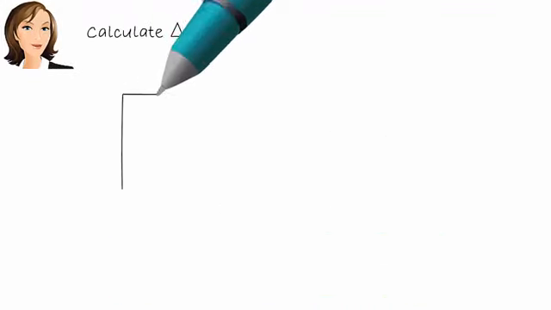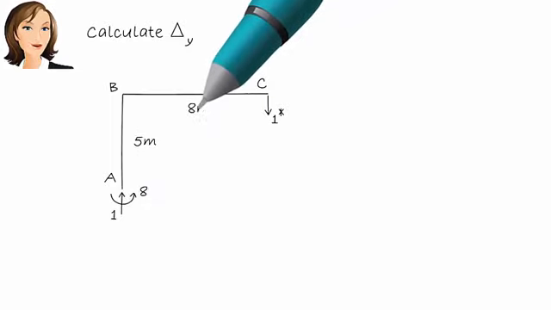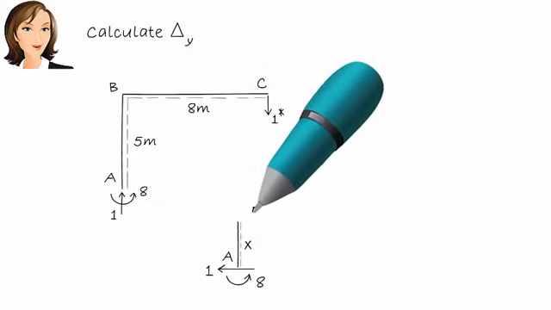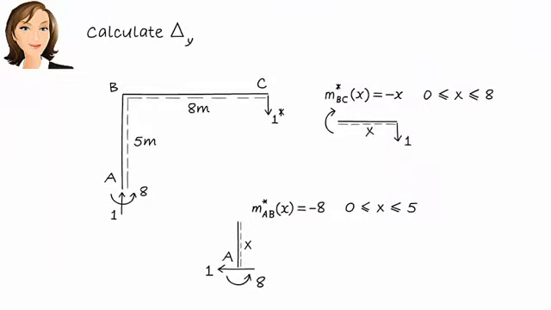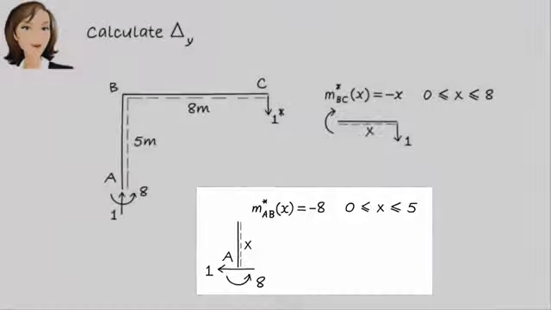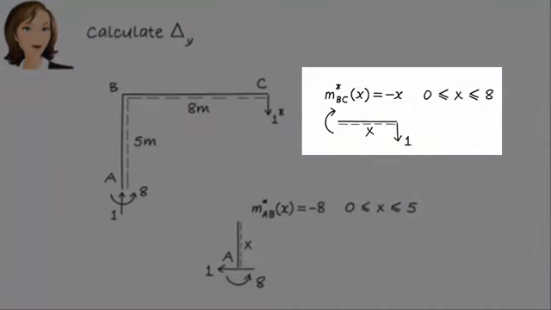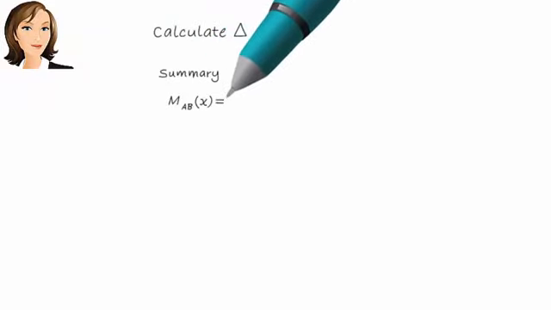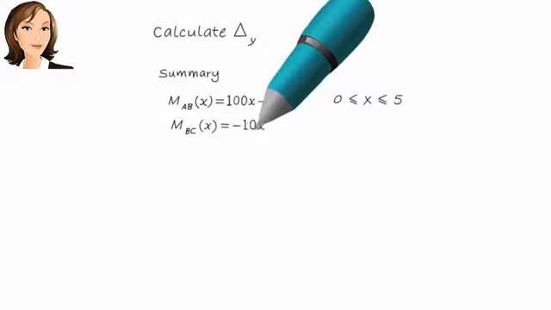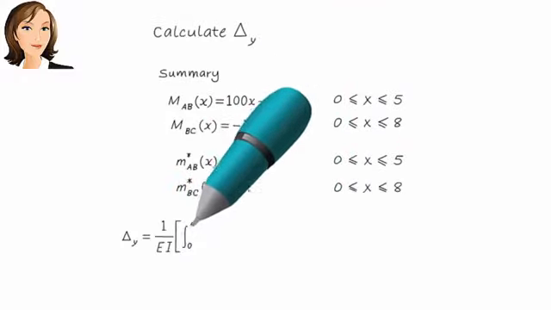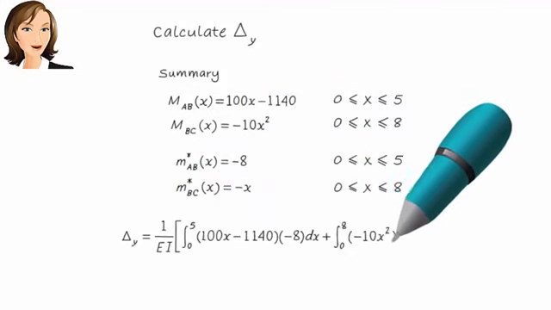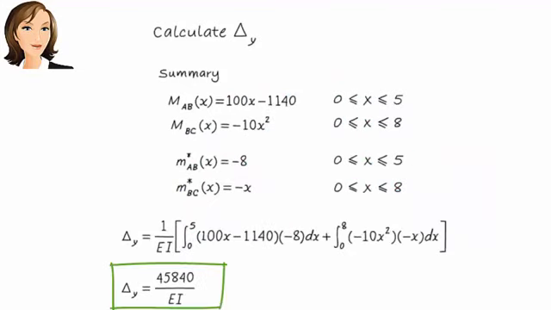Now let's calculate delta y. Since we have already calculated bending moment equations due to the real loads, we just need to write moment equations due to the virtual unit load. Here is m star for member AB, and here is m star for BC. When we integrate m times m star, we get delta y. We have 4 more displacements to calculate.